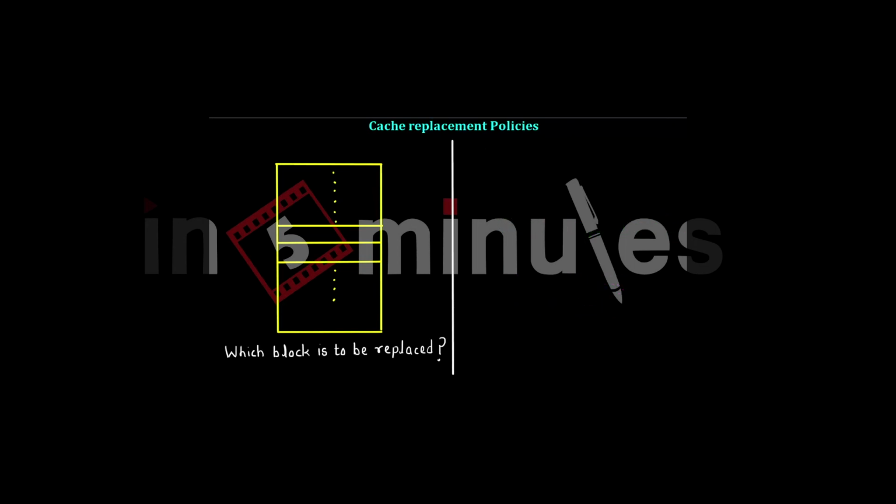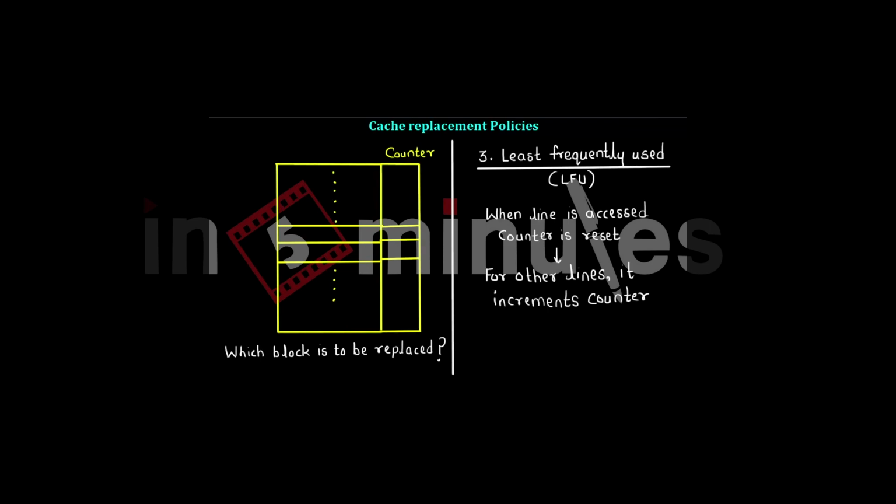And the third algorithm we are going to look at is the least frequently used algorithm. In this algorithm, the line which is less frequently used is going to be replaced during the placement of a new block. This algorithm appears to be the most sophisticated, providing greater accuracy than the other algorithms. The implementation is, however, a bit complex. Each line needs to be associated with a counter.